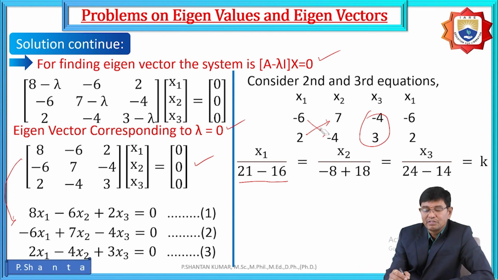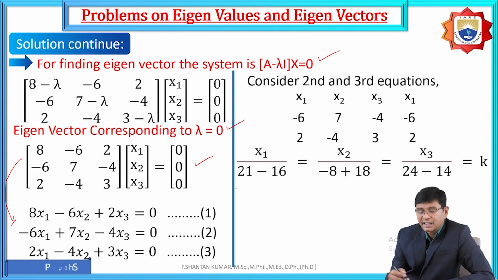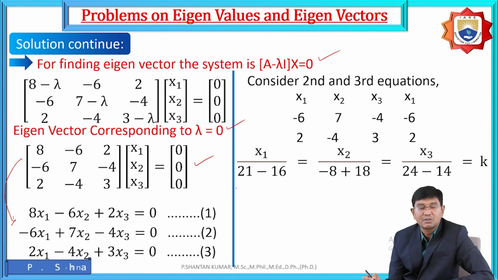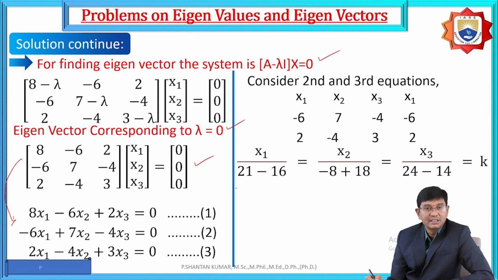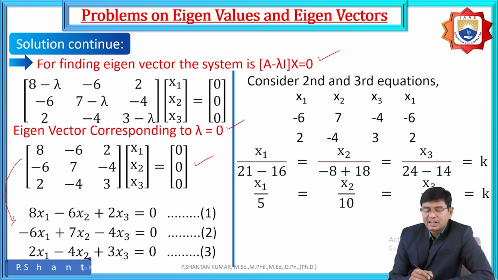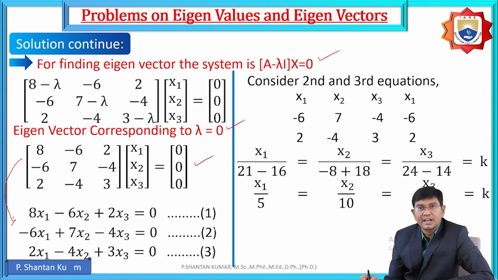And again, we assume k is any arbitrary constant. After getting x1, x2, x3, we set them equal to k and simplify the denominators. x1 over 21 minus 16 is 5, x2 over minus 8 plus 18 is 10, and x3 over 24 minus 14 is also 10, equal to k. Further we cancel the denominators 5, 10, 10 by dividing with 5: 1, 2, 2.